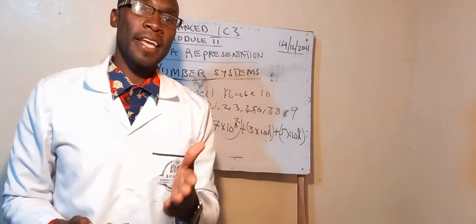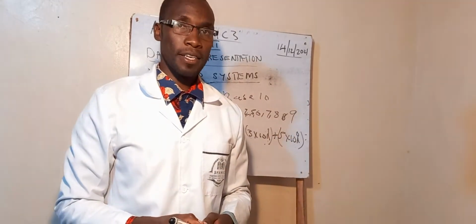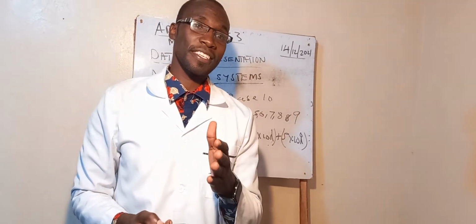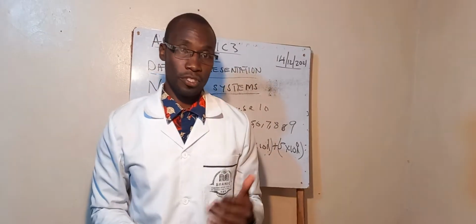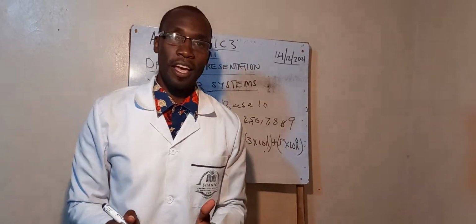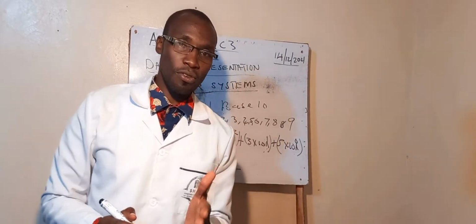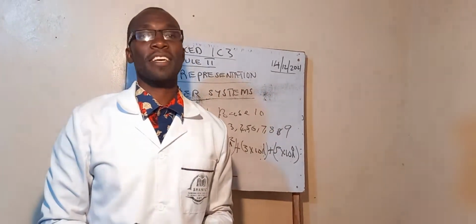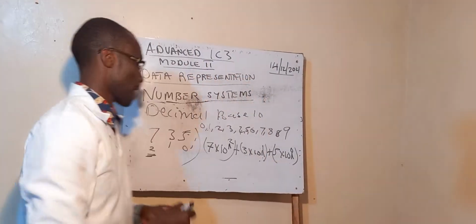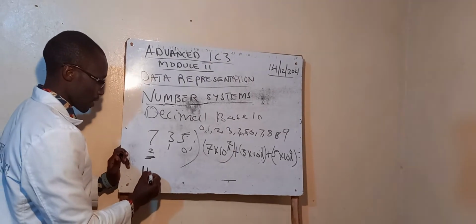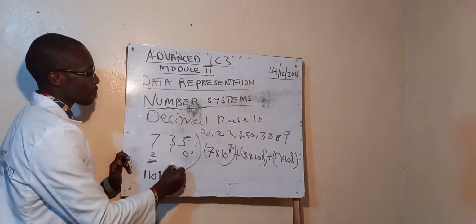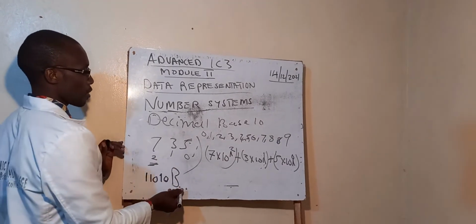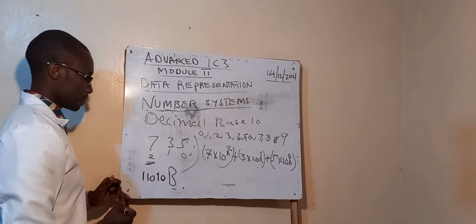Number 2, binary base 2 number systems. Let's be consistent on this. Binary number systems has two symbols, zeros and ones. They are called bits. It's also a positional notation. For example, we have got this number 1, 1, 0, 1, 0. Then we have B as this notation for bits.